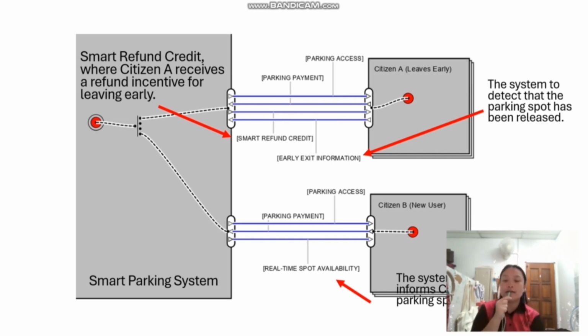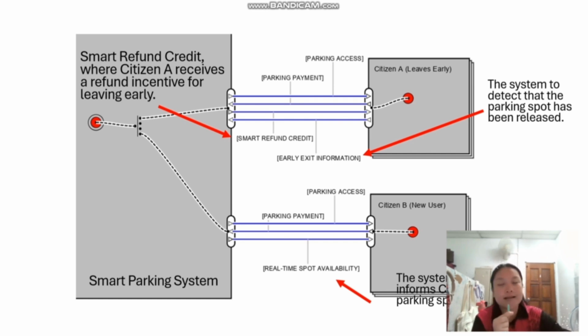So the flow of the scenario works like this. First, citizen A parks using the smart parking system. Then citizen A leaves the parking space earlier than expected. The system processes a smart refund credit and updates the parking space as available. Next, citizen B receives the parking availability update and occupies the same parking space. This generates a second parking payment transaction within the same operational period.